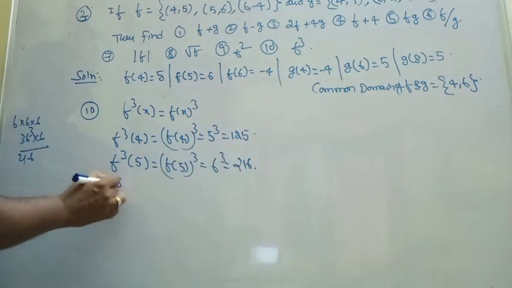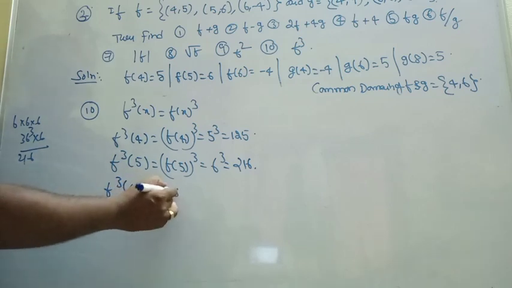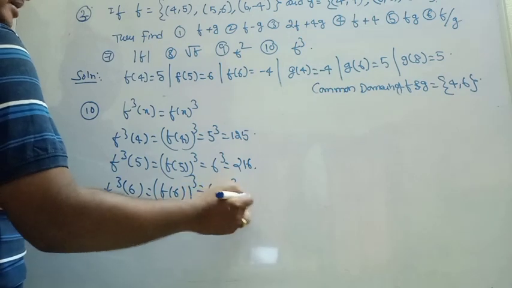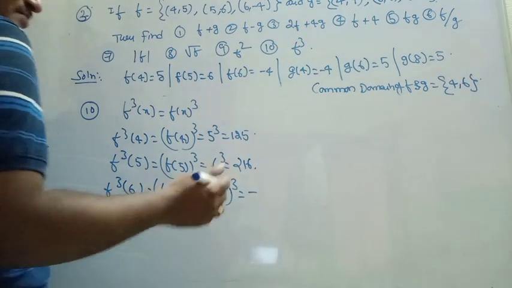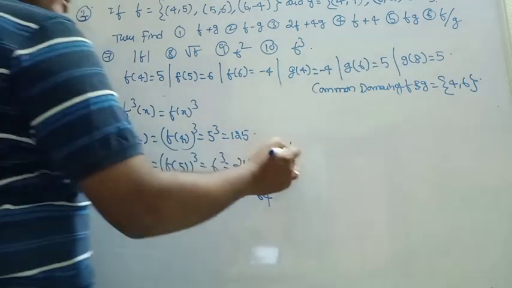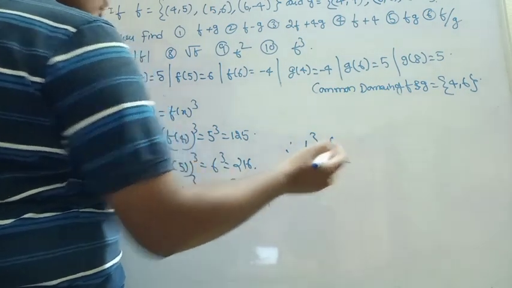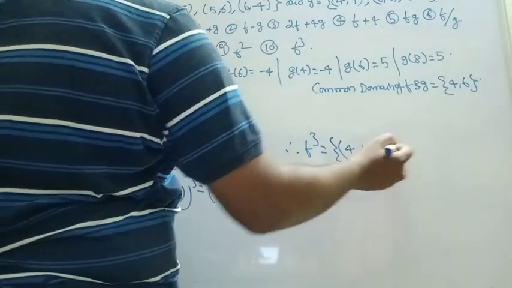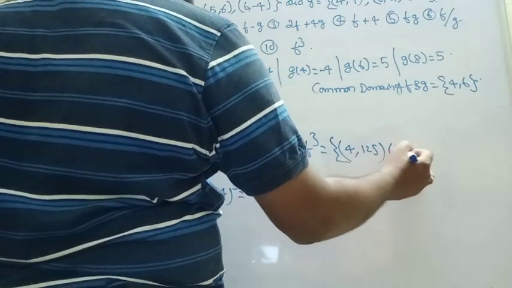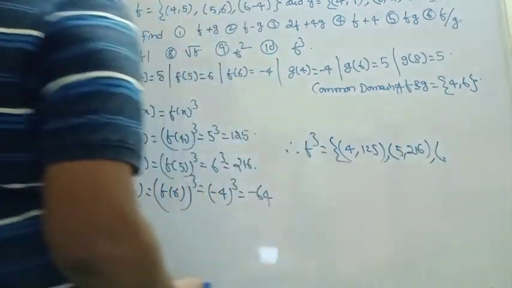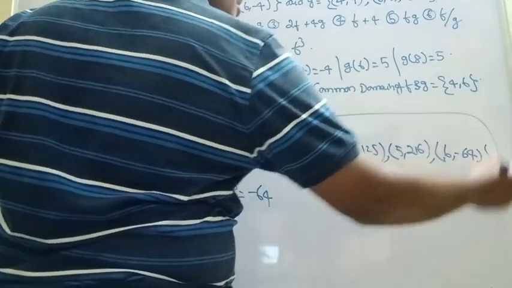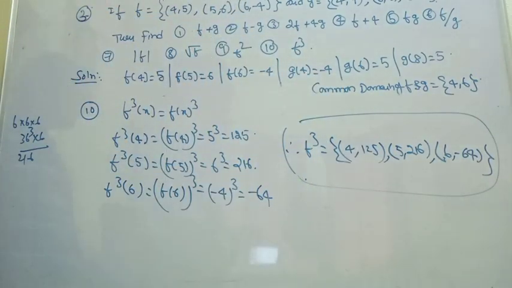Now f cube of 6 you have here, that is nothing but f of 6 whole cube. That is now minus 4 whole cube. Now this becomes minus 64. Therefore the elements of f cube are 4 comma 125, and 5 comma 216. Next you have 6 comma minus 64. Like this, the beautiful problem can be answered, right.